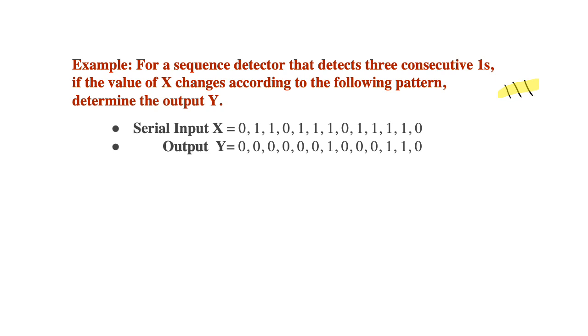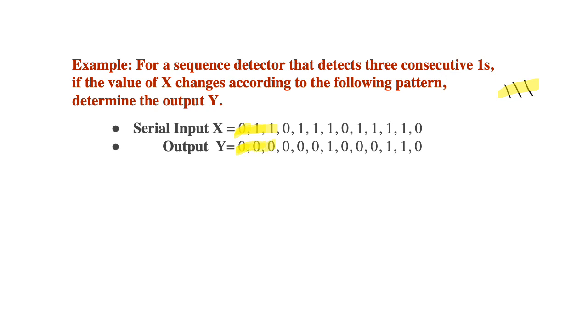Thus, initially, the output is 0, because so far we have only detected a 0, and we're interested in detecting 3 ones, one after the other. And then moving on, the sequence so far we have is 0, 1. 0, 1 is not the sequence we're interested in, so the output remains 0. Next, the sequence we have so far is 0, 1, 1, which is not what we're looking for, so the output remains 0.